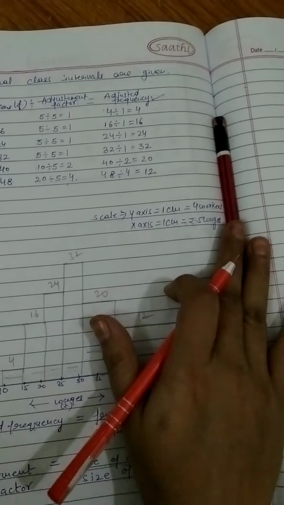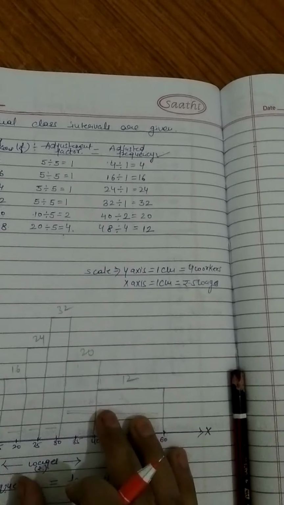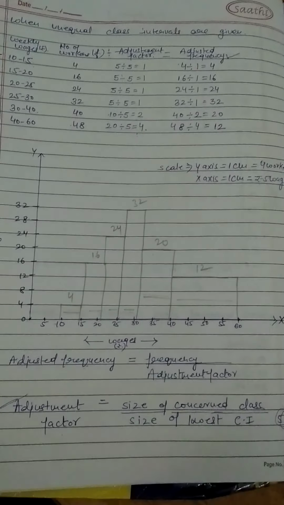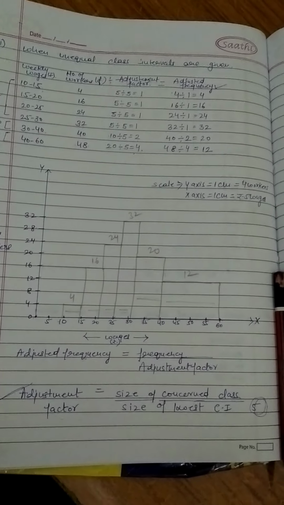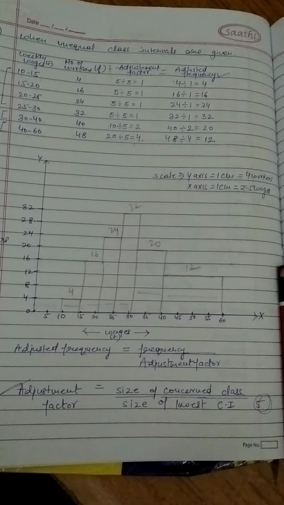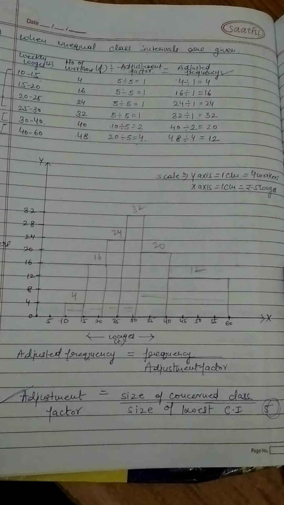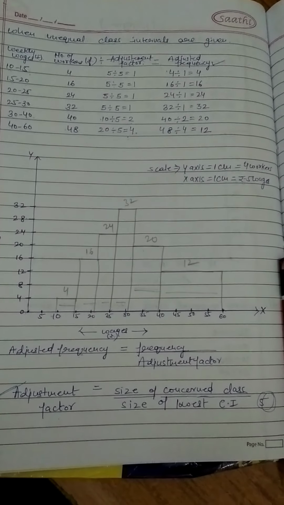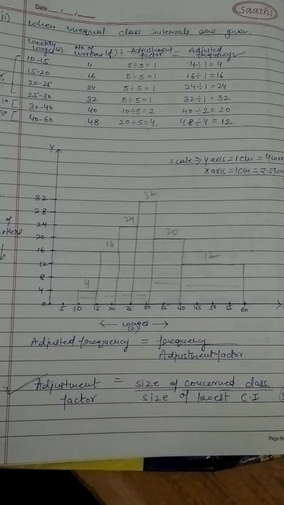So like this you can write a scale on your graph paper also, and this is the whole calculation of how you will plot a histogram of unequal class interval. I hope it is clear to everyone, and if you have any doubt, please ask me.